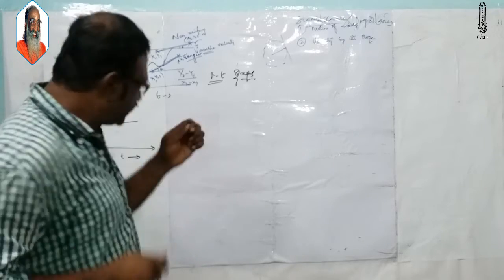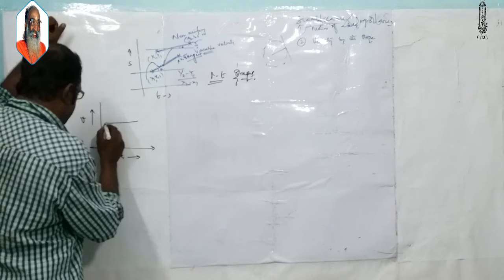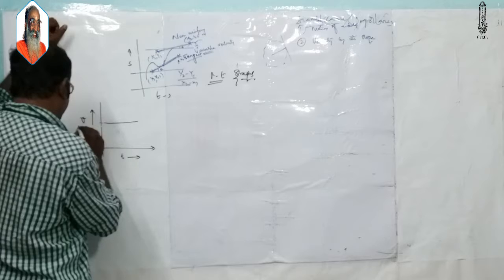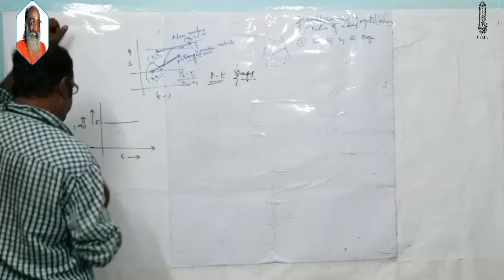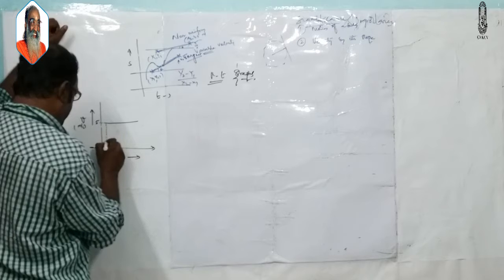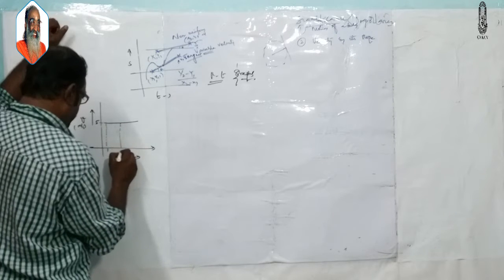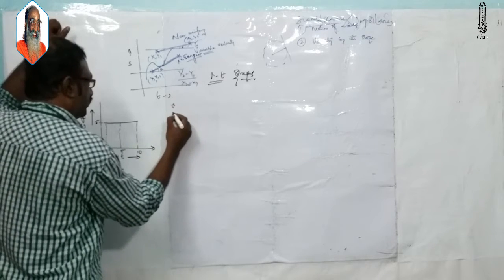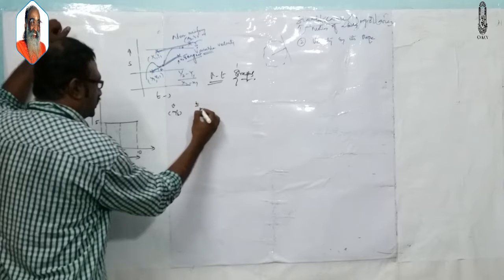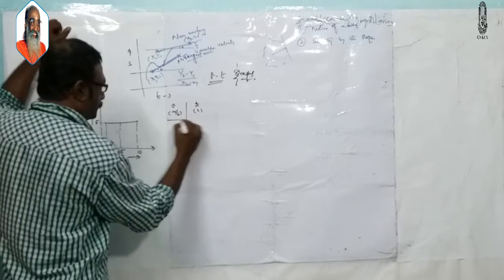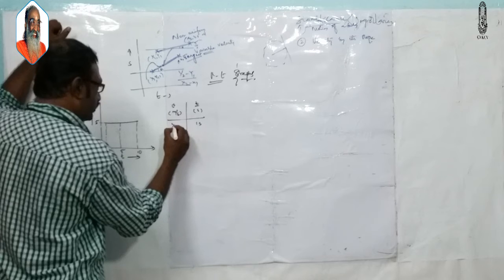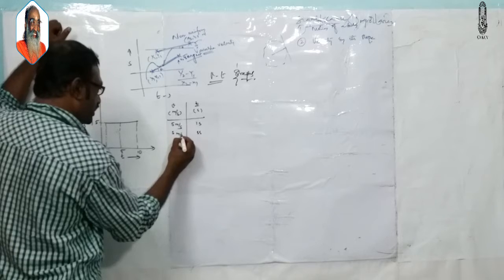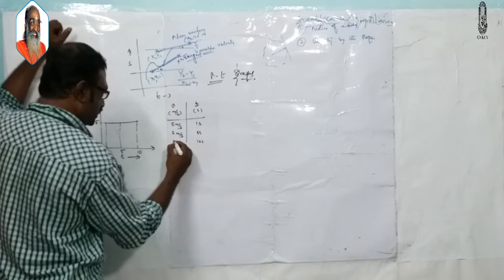So here on the y-axis, let this be velocity in meter per second. It is 5, and let the time be 1 second, 5 seconds, and 10 seconds. If you write the data, velocity in meter per second and time in seconds: at 1 second, its velocity is 5 meter per second. At 5 seconds, the velocity is 5 meter per second. At 10 seconds, it is 5 meter per second. That means the body is having the same velocity.